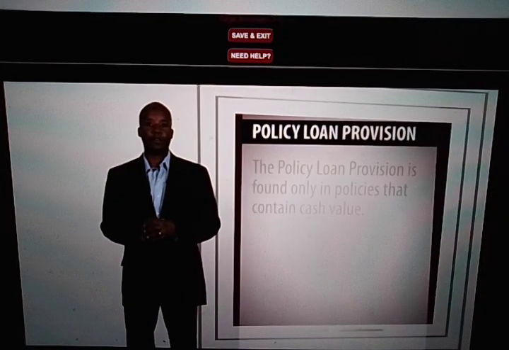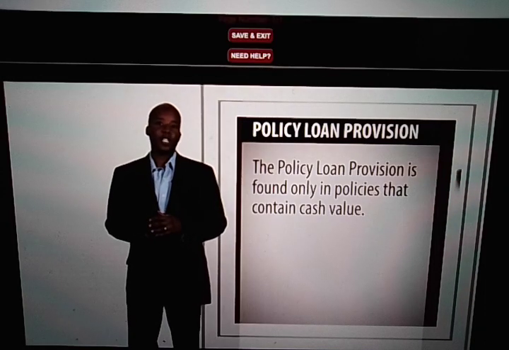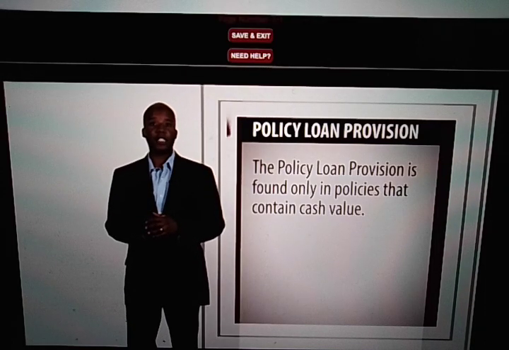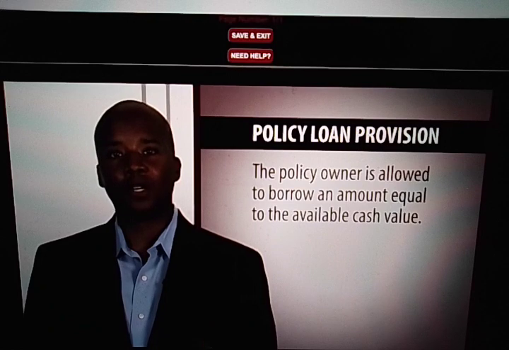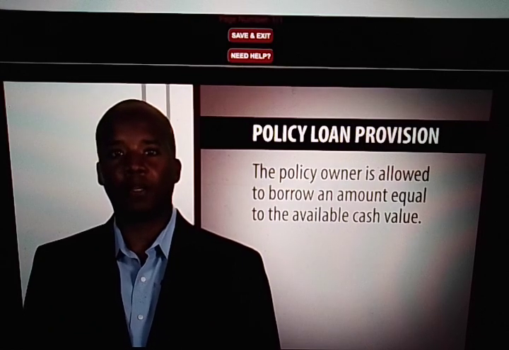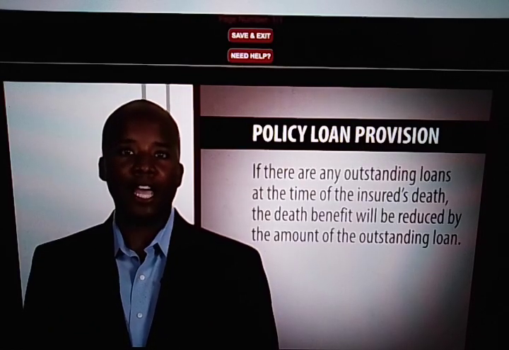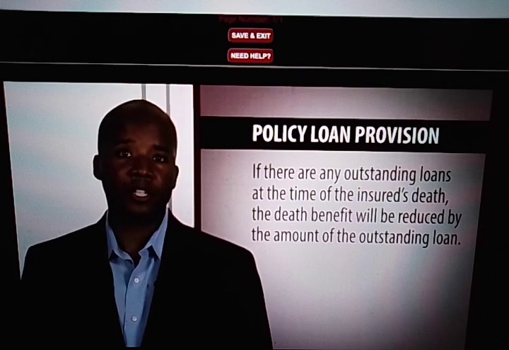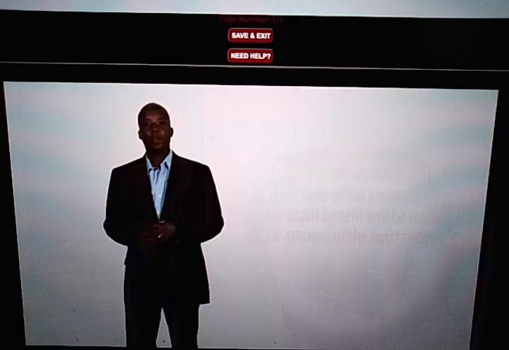Policy loan provision. The policy loan provision is found only in policies that contain cash value. The policy owner is allowed to borrow an amount equal to the available cash value. If there are any outstanding loans at the time of the insured's death, the death benefit will be reduced by the amount of the outstanding loan.